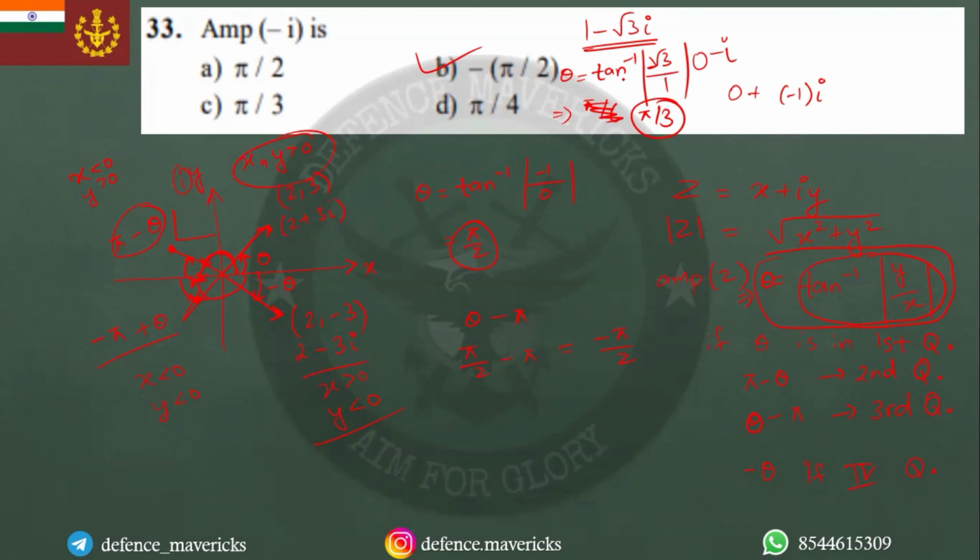Now we need to see the quadrant. So x is positive, y is negative. X positive, y negative. Which quadrant is it? It will be second quadrant. Okay, sorry, not second. It will be fourth quadrant, because x is positive and y is negative. Now in the fourth quadrant, what should be the answer? Minus theta. That means the amplitude is minus pi by 3. So this will be the amplitude of this complex number. Okay. So the first step is find out theta. Second step is find out the quadrant. According to the quadrant, use this table.